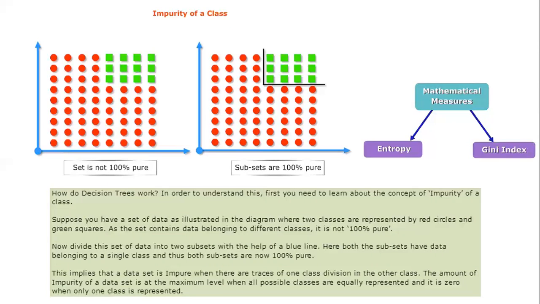So purity of the class means, if I choose a feature and based on that I perform some classifications, whether I'm able to classify it completely or there are some mix and matches.